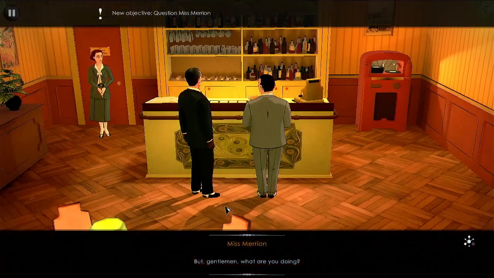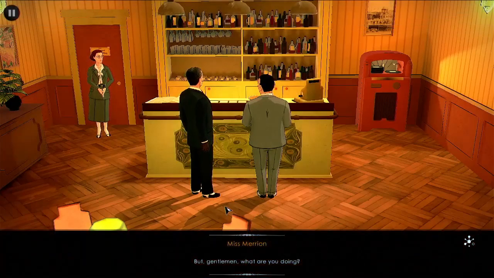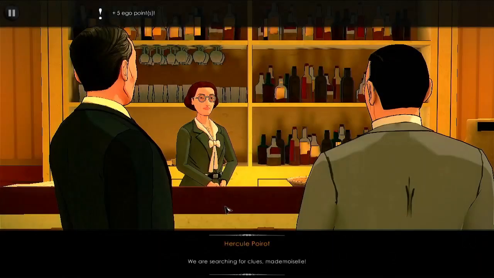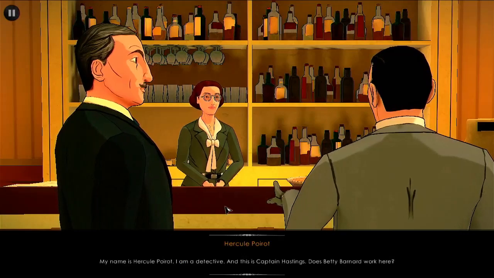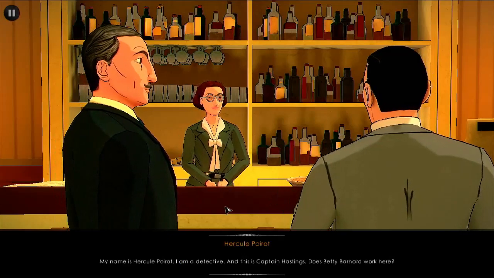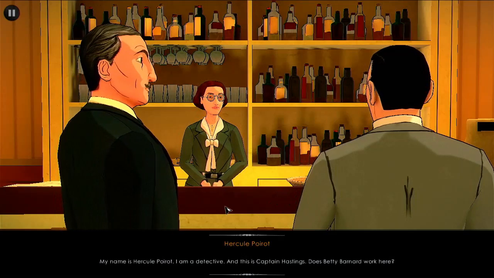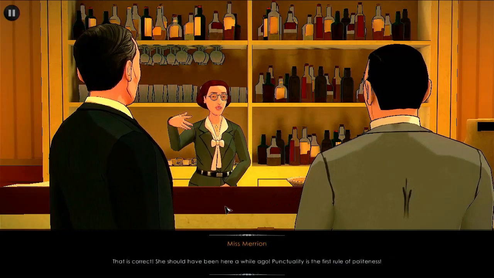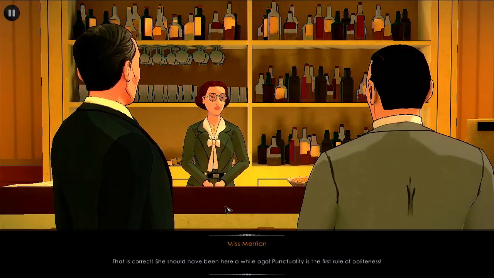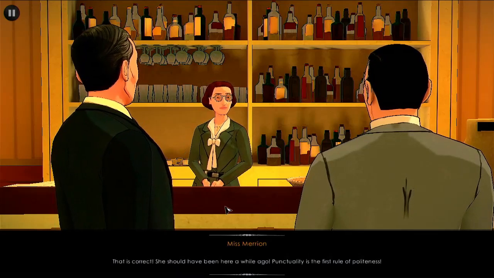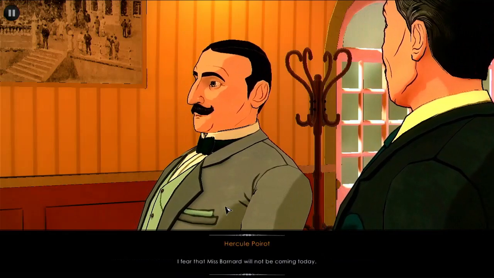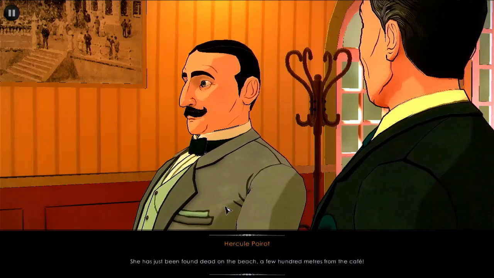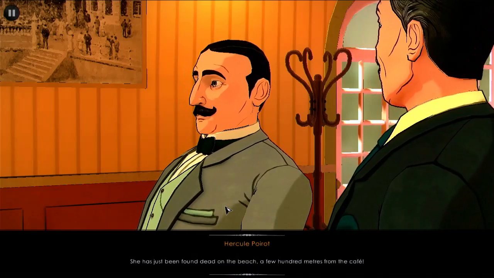What? Gentlemen, what are you doing? Oh, we should have told you. We are police, searching for clues, mademoiselle. My name is Hercule Poirot. I am a detective, and this is Captain Hastings. Does Betty Barnard work here? That is correct. She did. She should have been here a while ago. Punctuality is the first rule of politeness. I fear that Miss Barnard will not be coming today. Or any day. She has just been found, dead, on the beach a few hundred meters from the cafe.